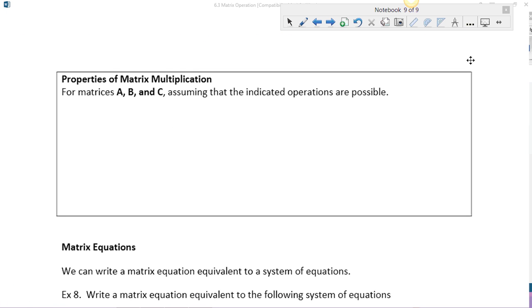Last but not least, we're going to talk about some properties of matrix multiplication. These are the properties that we talked about before, associative and so on. With matrix multiplication, we're really only dealing with two. We are dealing with associative. So if you have matrices A, B, and C, this is going to be the same as if I multiply A and B together first and then multiply in C. Same thing. And we know that's associative.